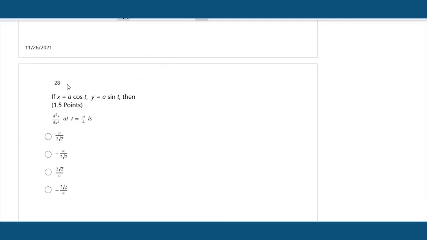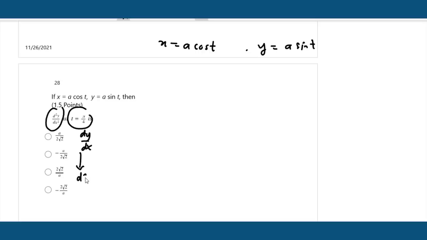Okay, number 28. If x is equal to a cos t, y is equal to a sin t, then find d²y/dx² at t equal to pi over 4. First thing, you need to find dy/dx. Okay, find dy/dx, then find d²y/dx².